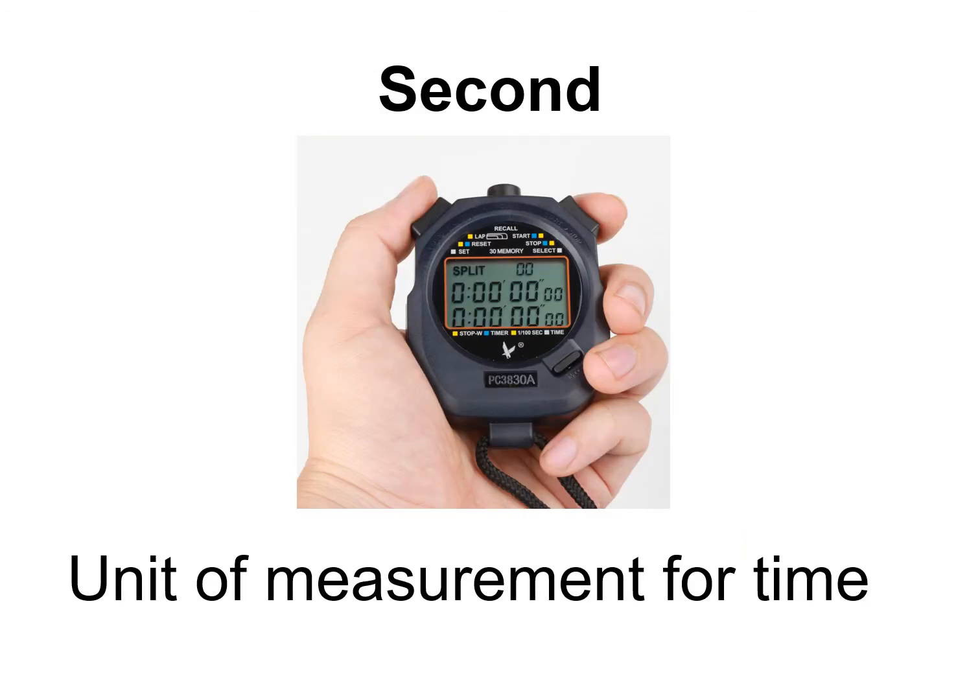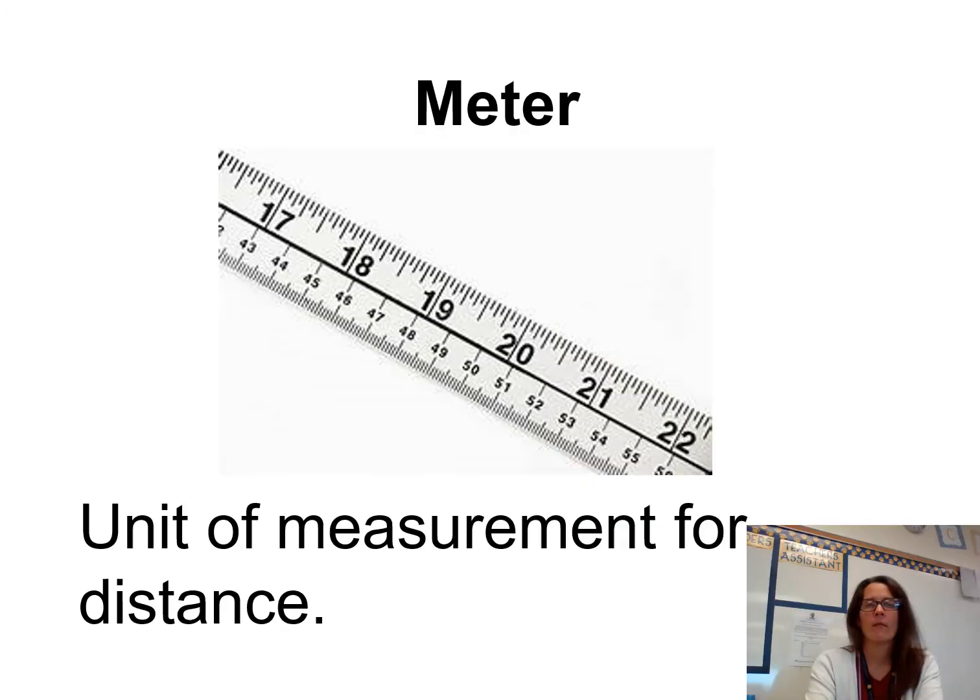Here we have a second, and I bet you already know what that is. A second is a unit of measurement for time. So we've got a bunch of different measurements for time that we might see: second, minute, hour, day. Any of those things might work, but the one we're probably going to use most during this speed unit is going to be a second, okay? So second, unit of measurement for time.